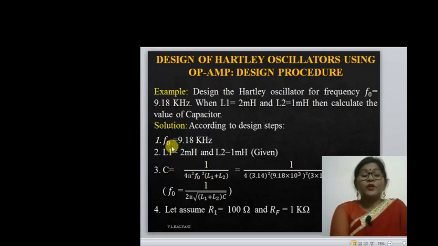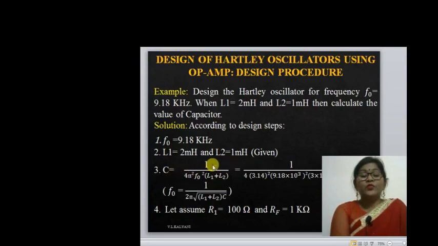Because f naught is given as 9.18 kilohertz, according to our design steps, first choose the oscillation frequency, that is 9.18 kilohertz. The second step is to choose the values of inductors L1 and L2, which are given as 2 millihenry and 1 millihenry. The next step is to calculate the capacitor C. The value of capacitor C is calculated using this formula.